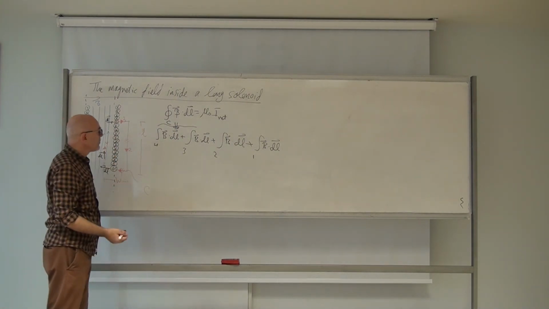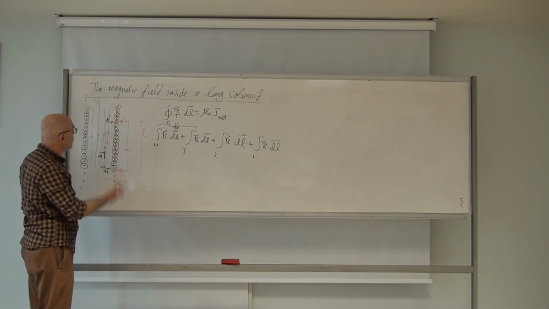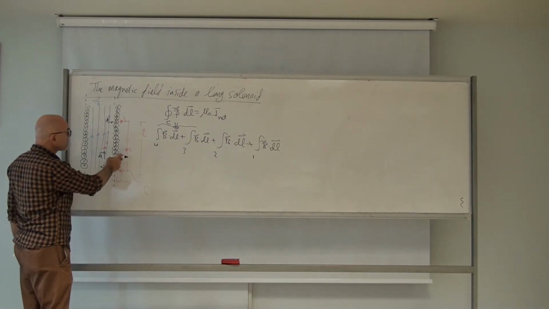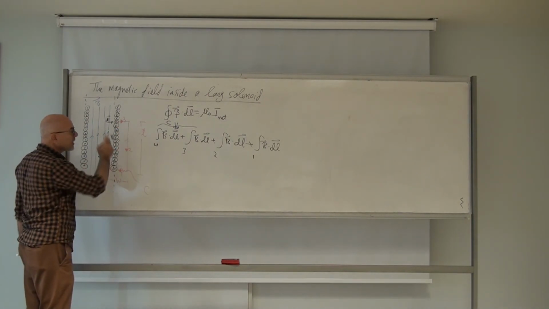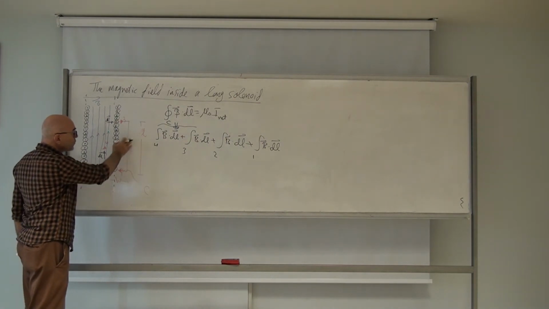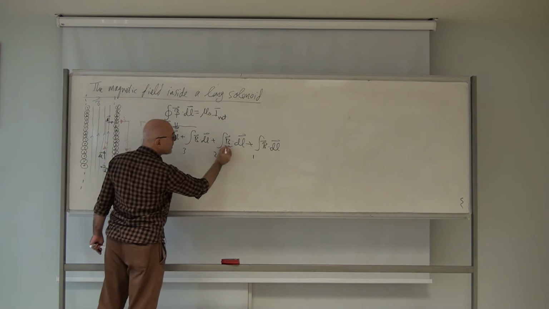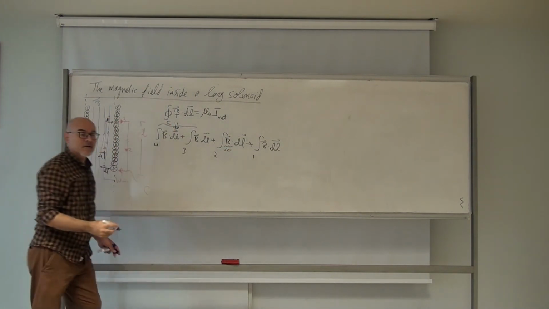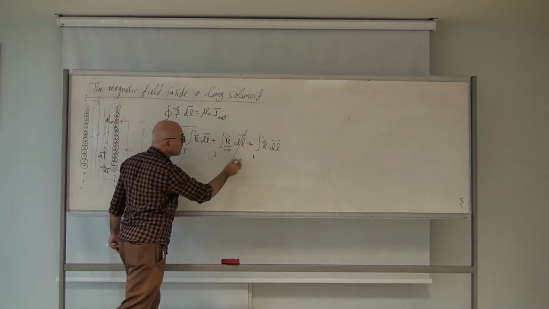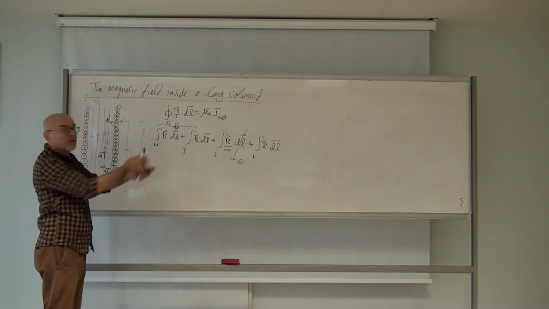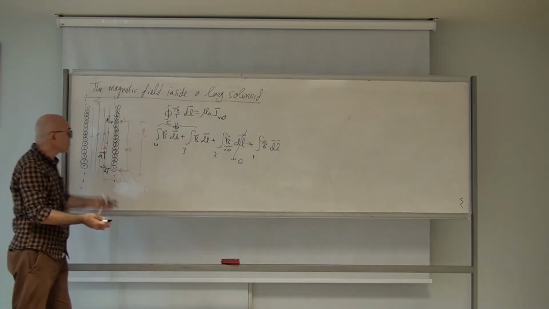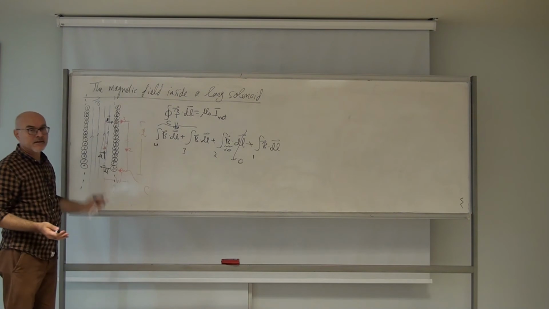Okay, so let me start with 2. Along 2, the magnetic field is equal to 0. B along 2 here is equal to 0. So the whole term here is 0, because 0 times dl you are integrating is 0. So the integral here is 0.